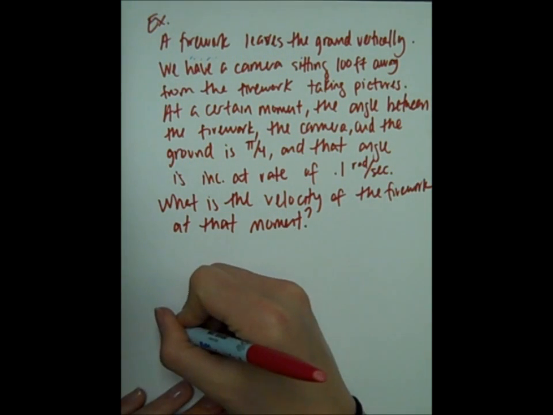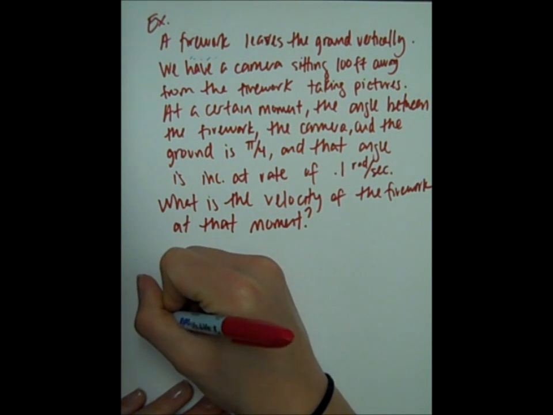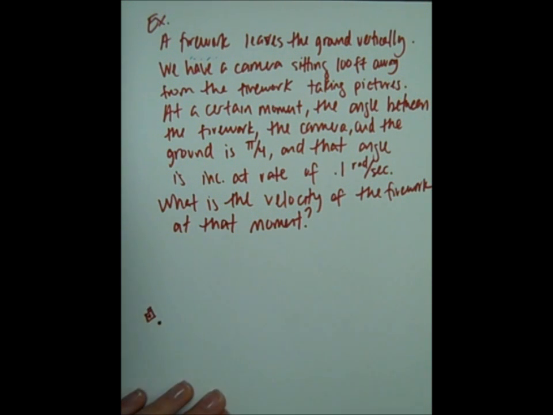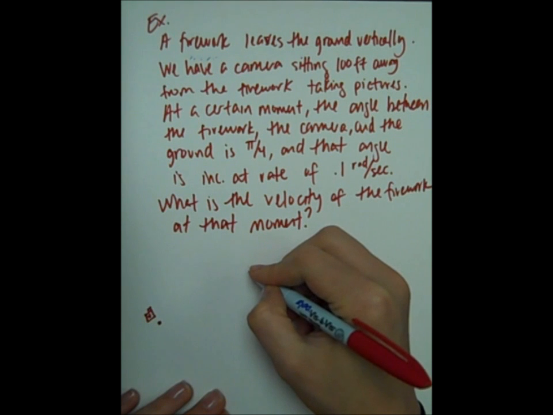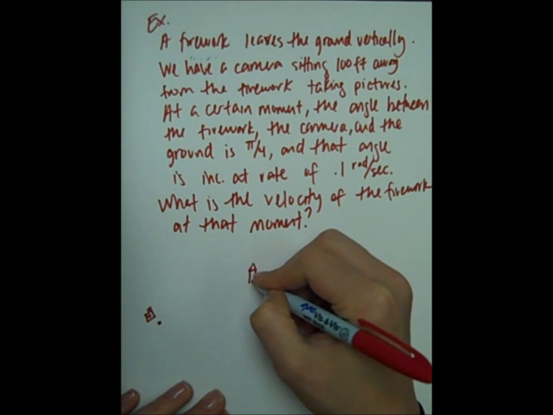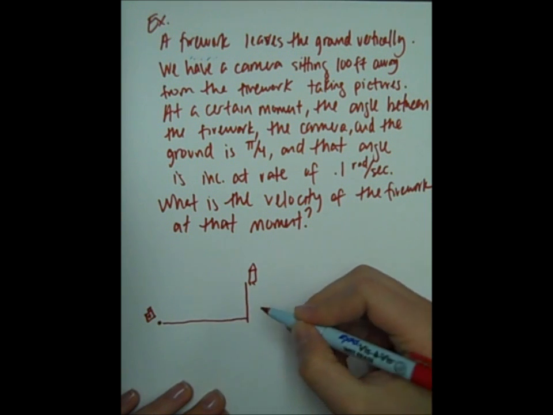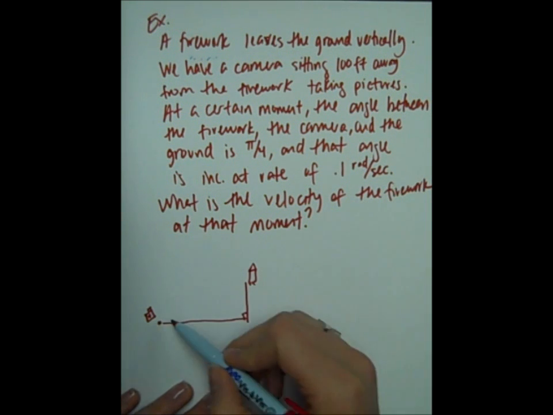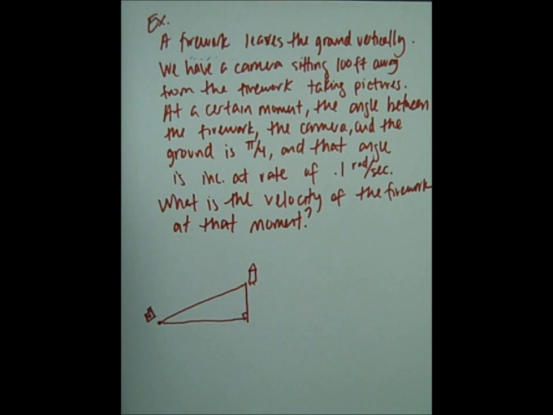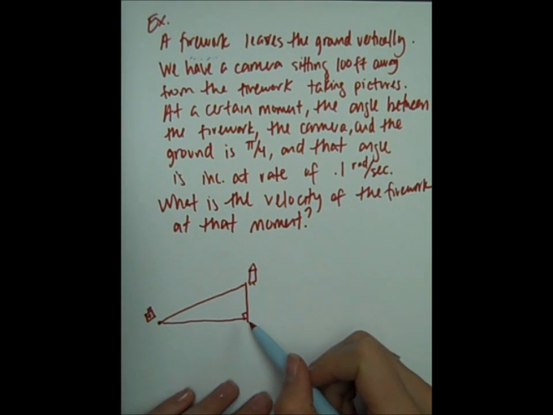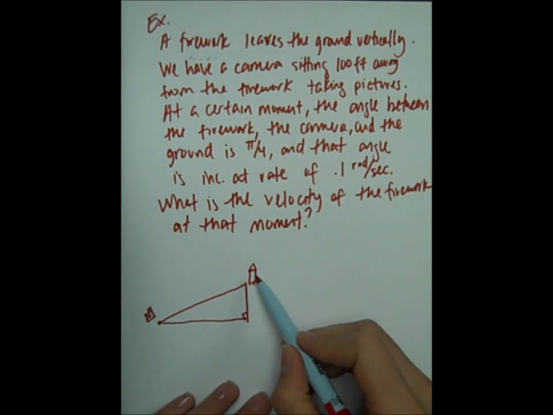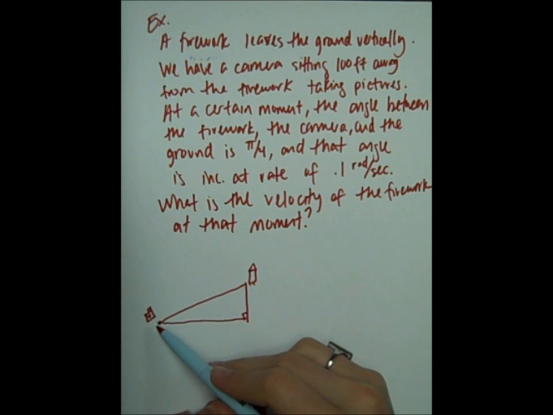So let's draw a picture here. So maybe here's the ground, here's my camera. I have a firework that's kind of leaving the ground and traveling vertically. So there's the picture. I have a firework that left the ground, goes straight vertically. I have a camera sitting 100 feet away.